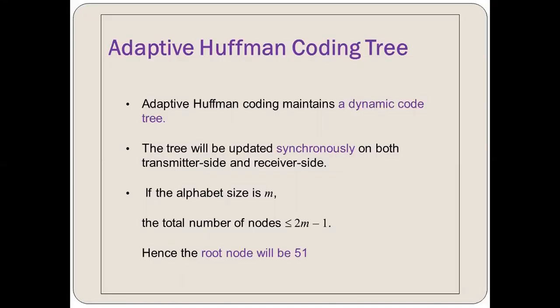Huffman coding, we have 3 steps. I'll just tell you. The 3 steps will be: first, we are going to update the tree. Second, we are going to encode. And third, we are going to decode.